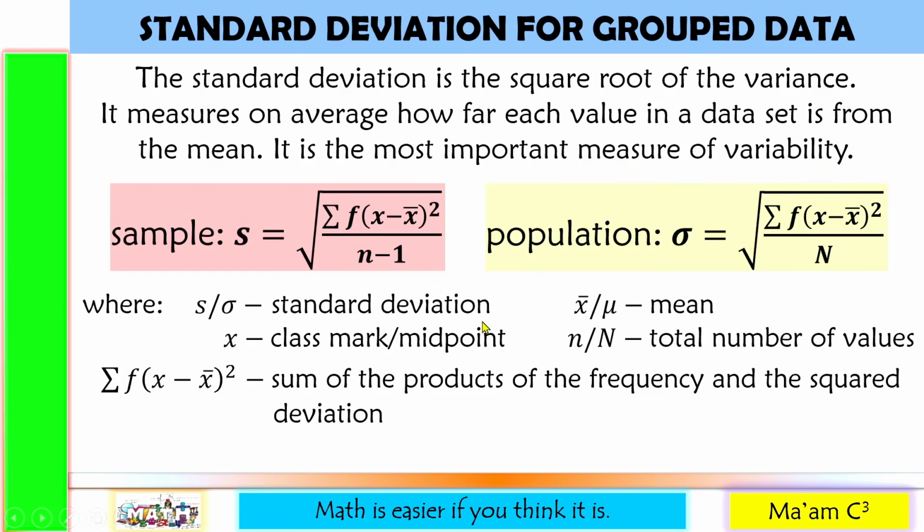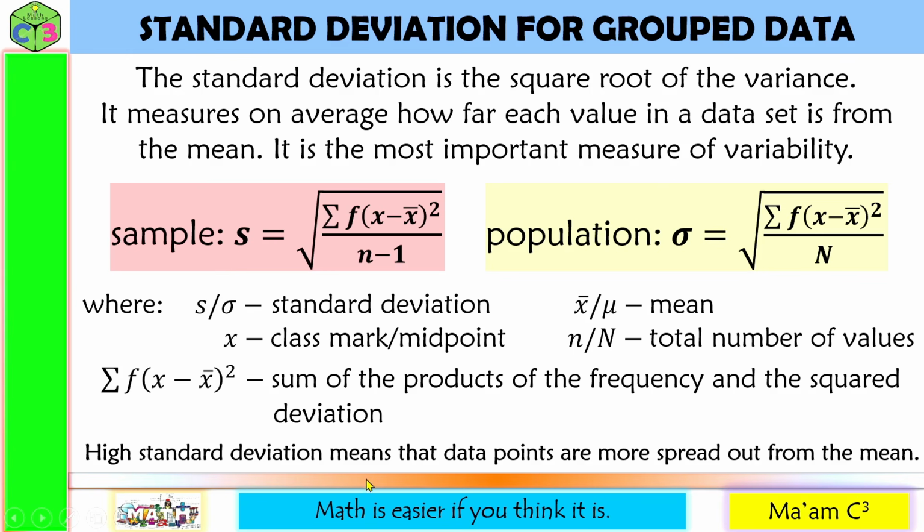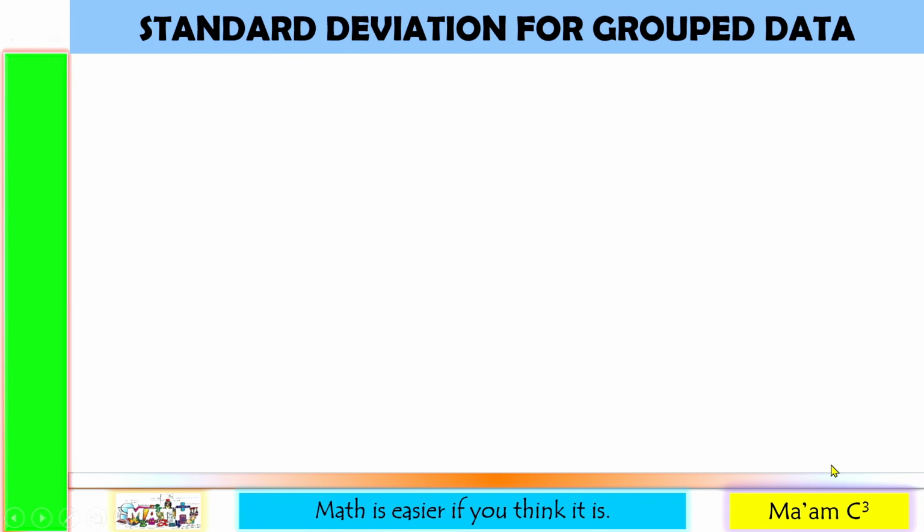sigma is the standard deviation, X is the class mark or midpoint, X bar and mu are the mean of the sample and population respectively. Small and capital N is the total number of values. And this one is the sum of the products of the frequency and the squared deviation. To interpret standard deviation, a high standard deviation means that the data points are more spread out from the mean. So let us solve for the standard deviation.